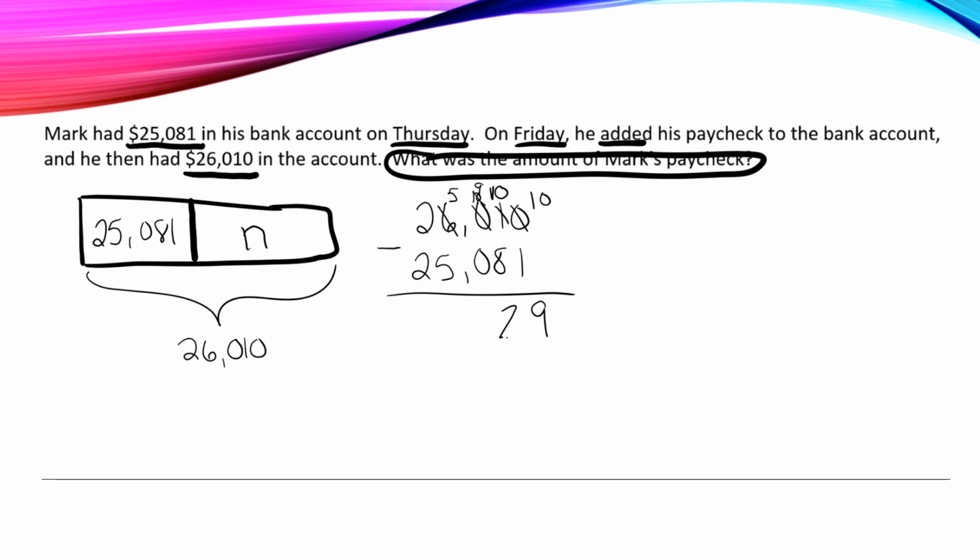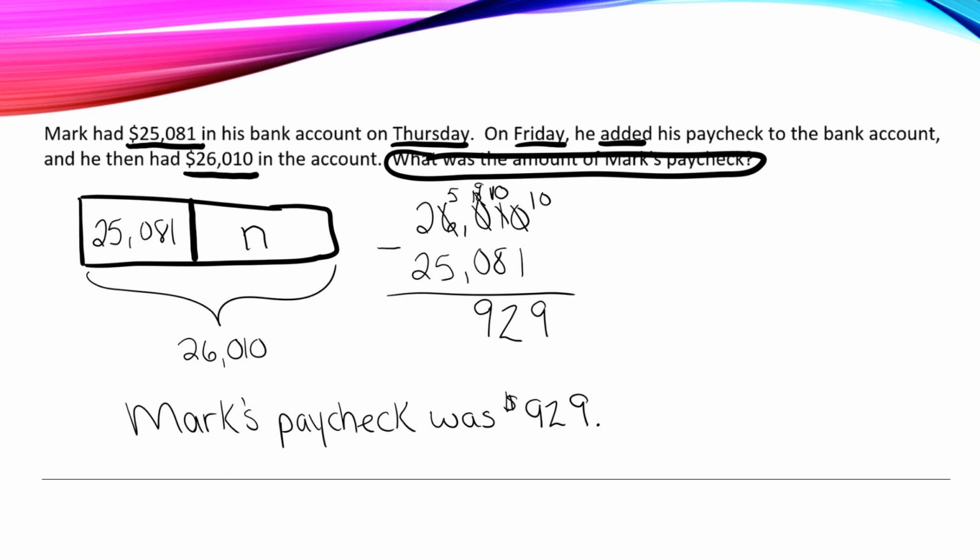10 minus 8 is 2. 9 minus 0 is 9. 5 minus 5 is 0, but I don't have to write it. And 0 minus 2 is 2 minus 2 is 0, so I don't have to write it. So I now know Friday's paycheck was $929. If I go back, the question that I circled was, what was the amount of Mark's paycheck? I'm going to restate that question to write my sentence. Mark's paycheck was $929.